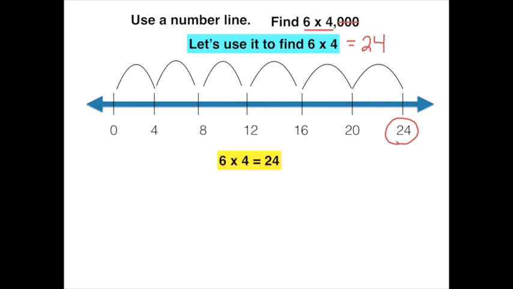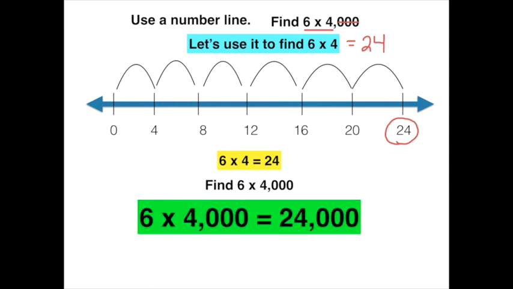So 6 times 4 is 24. We already said that. Now, find 6 times 4,000. You ready for it? Wait for it, because here it comes. 6 times 4,000 is just 24,000. Whoa, where'd you get that from? Well, listen.